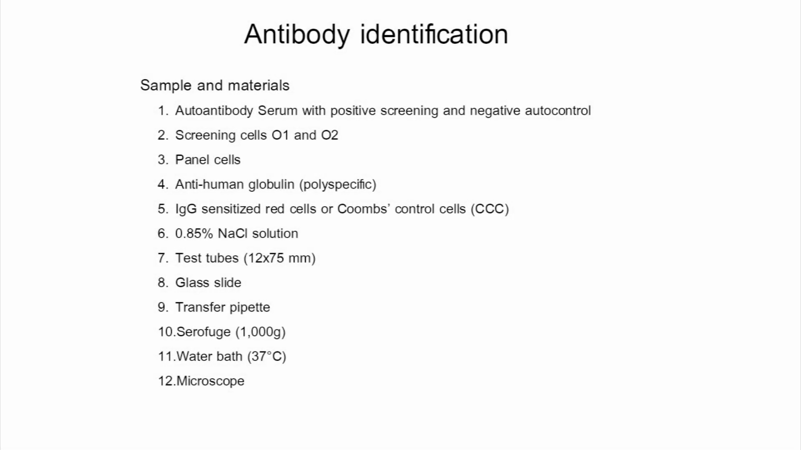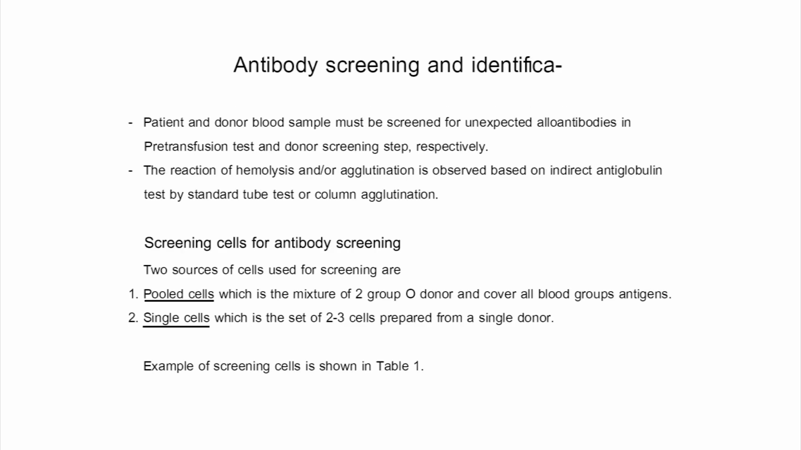Antibody screening and identification. Patient and donor blood samples must be screened for unexpected red cell antibodies in pre-transfusion tests and donor processing, respectively. The reaction of hemolysis or agglutination is observed based on the indirect antiglobulin test by standard tube test or column agglutination.